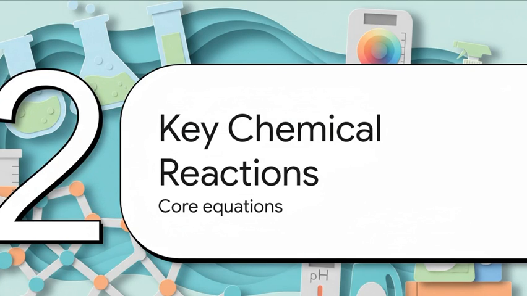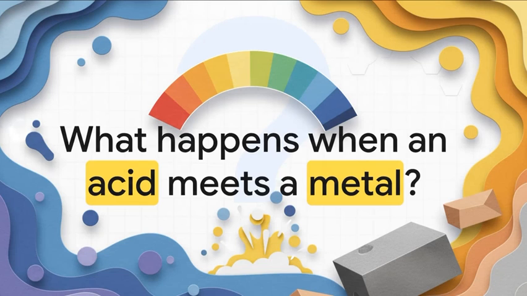All right, so now we can identify them. Let's see what they can do. We're moving into Section 2, where we're going to get into the key chemical reactions. This is really the heart of the chapter, with the equations that you'll see pop up time and time again in your exams. So, let's picture a classic lab experiment.